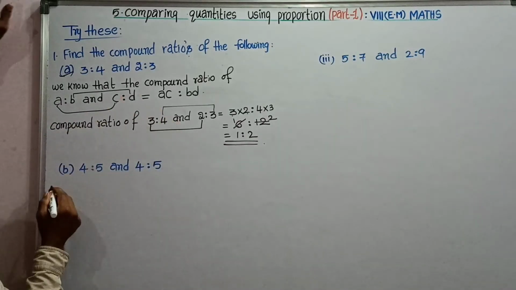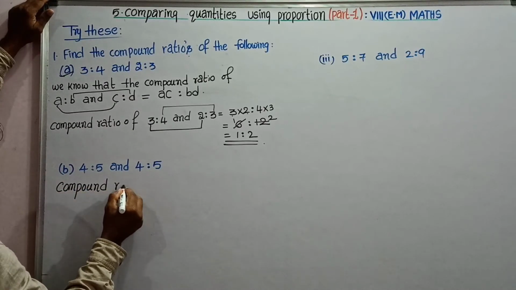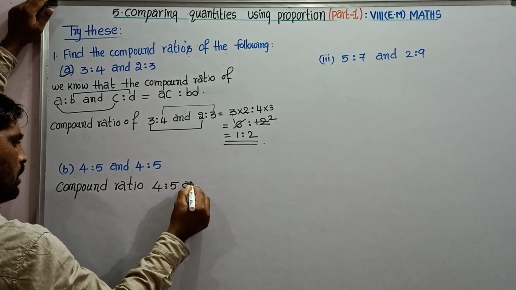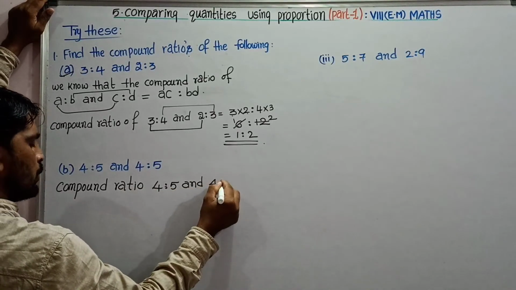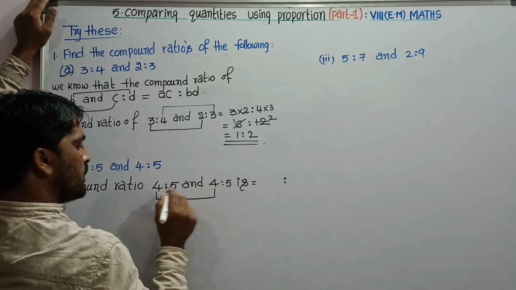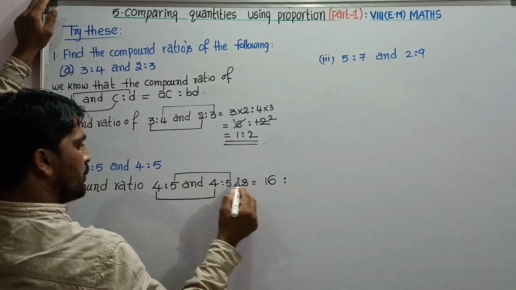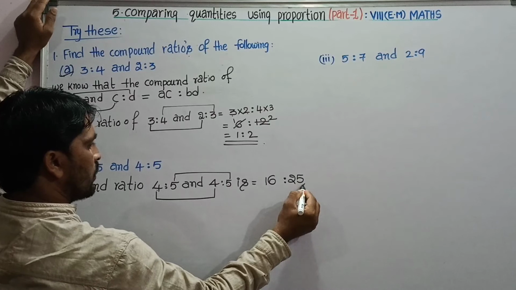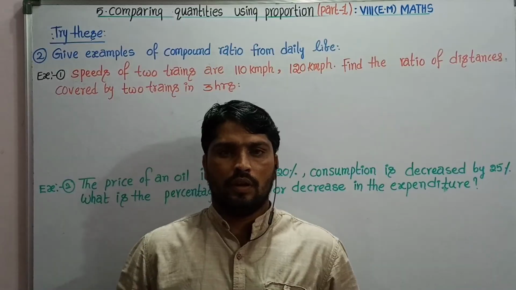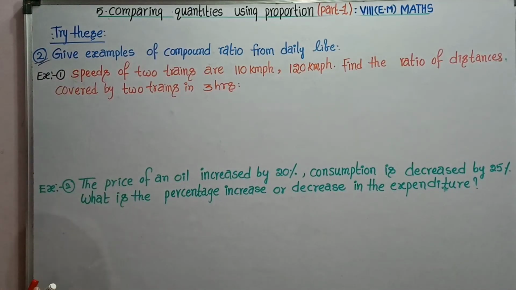Second question. Compound ratio of 4:5 and 4:5 is equal to the product of their antecedents, 4 4s are 16, is to the product of their consequents, 5 5s are 25. Okay. Similarly, it is homework for you. Try yourself.